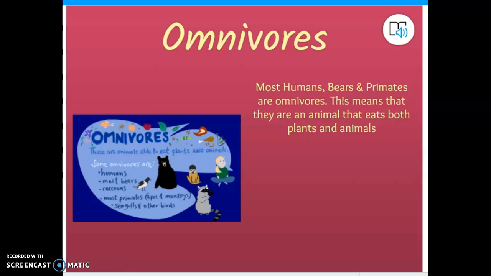Because I meal prepped this week, I have the same lunch every day. I'm eating a salad, it's kale, with chicken on top. So I'm eating a plant, a producer, kale, and I'm eating meat, which is the chicken. So I am an omnivore this afternoon.